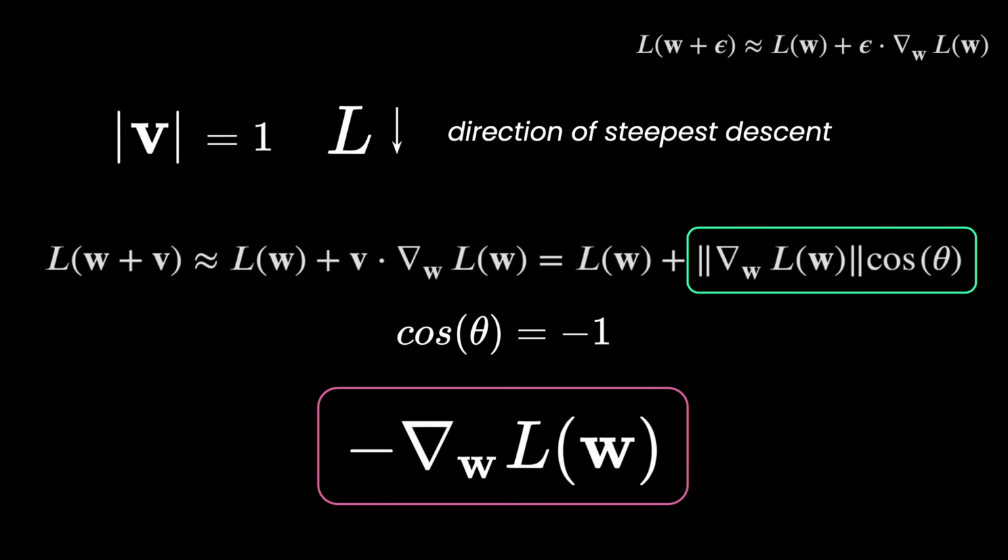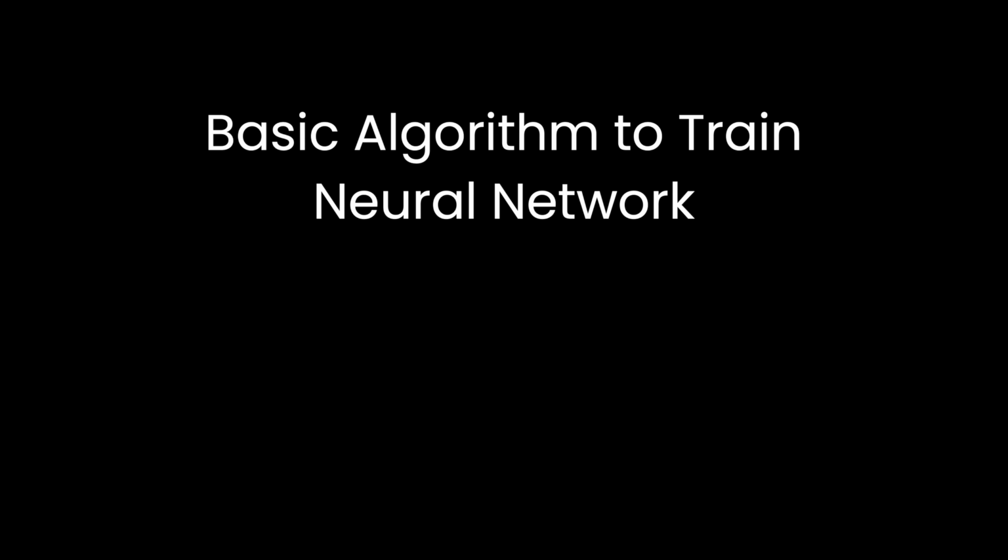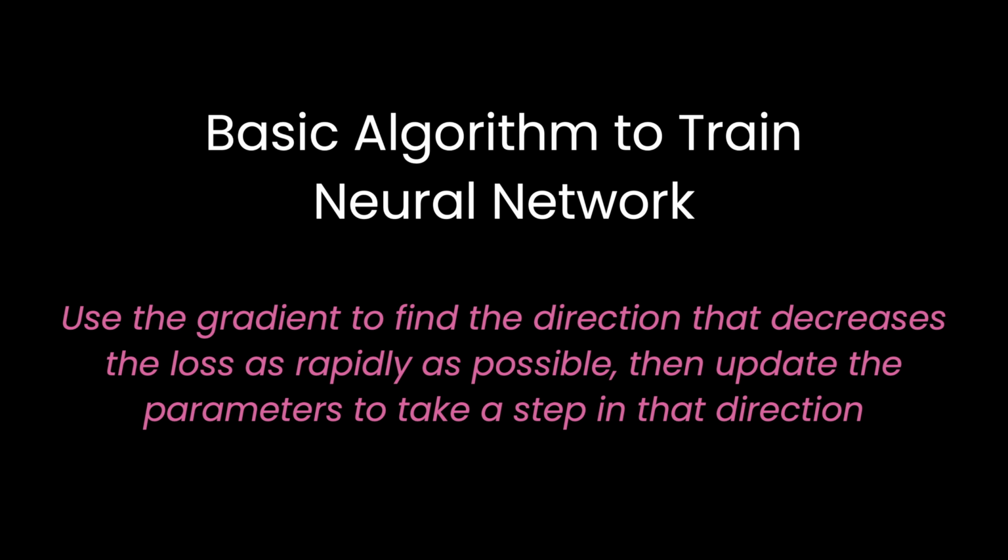Our gradient descent algorithm seeks to change the weights so that the next iteration reduces our loss. So for our basic algorithm to train a neural network, we use the gradient to find the direction that decreases the loss as rapidly as possible, then update the parameters to take a step in that same direction.